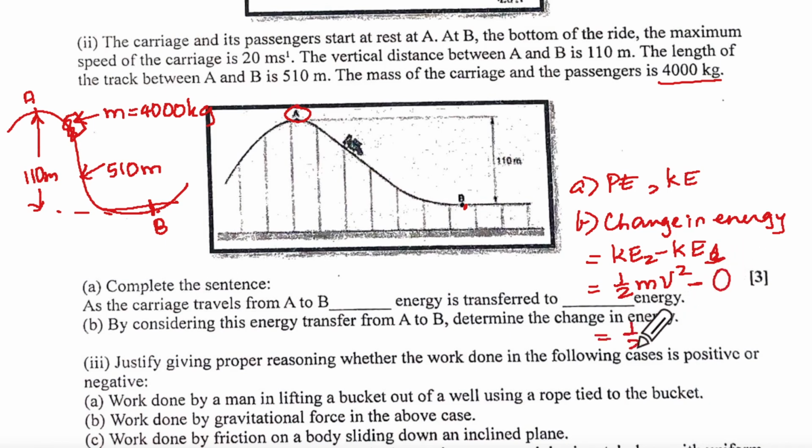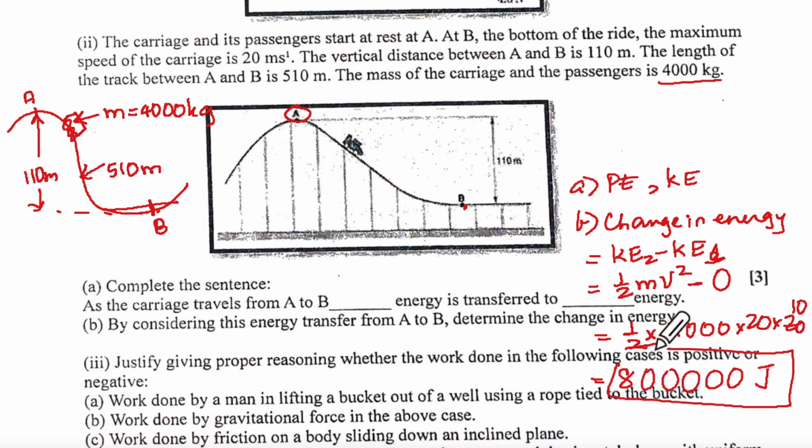So that is equal to half into mass, which is 4000, into 20 times 20. So that is 4 2's 8. And how many zeros are there? 1, 2, 3, 4, 5. So this is your answer for B. How is it? Good. Okay, fine.